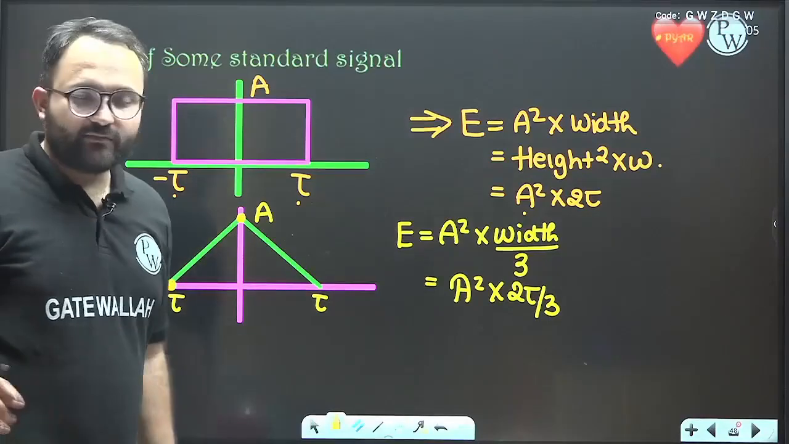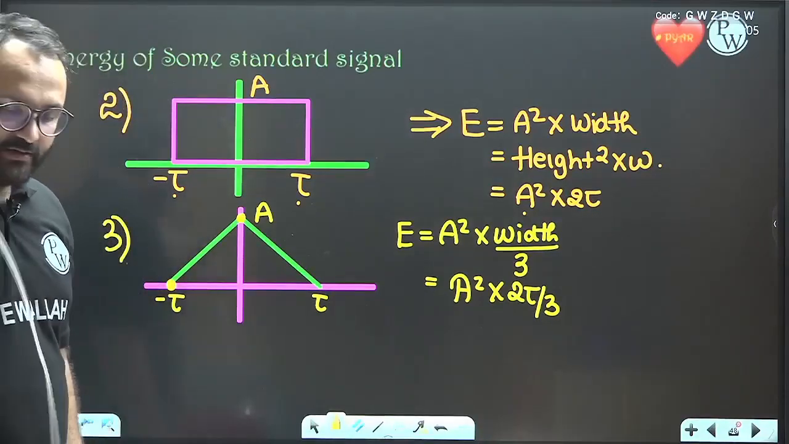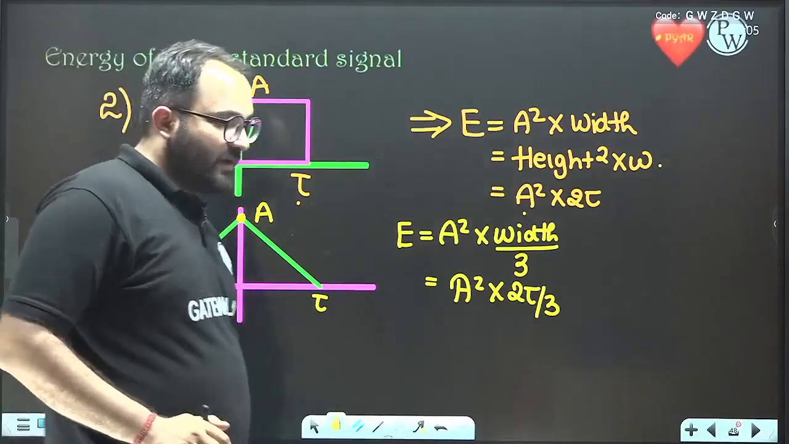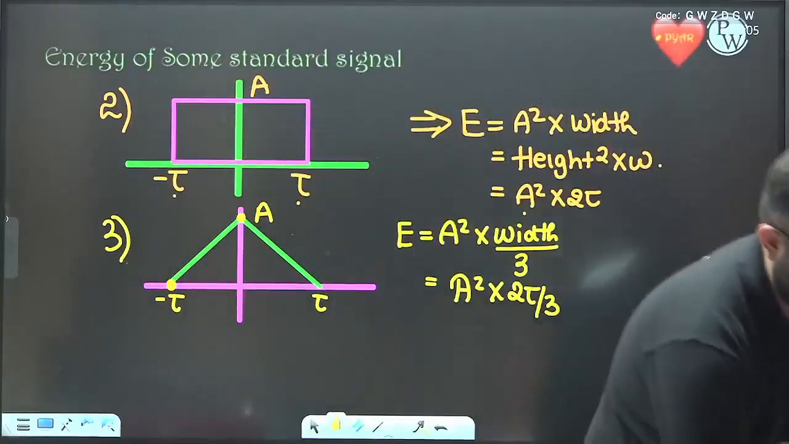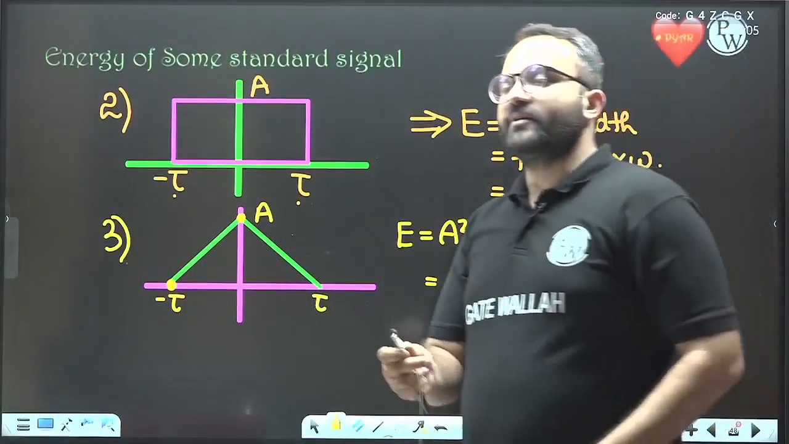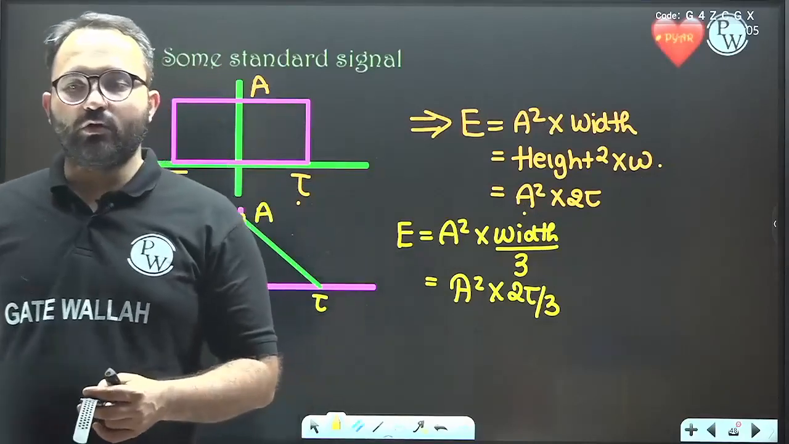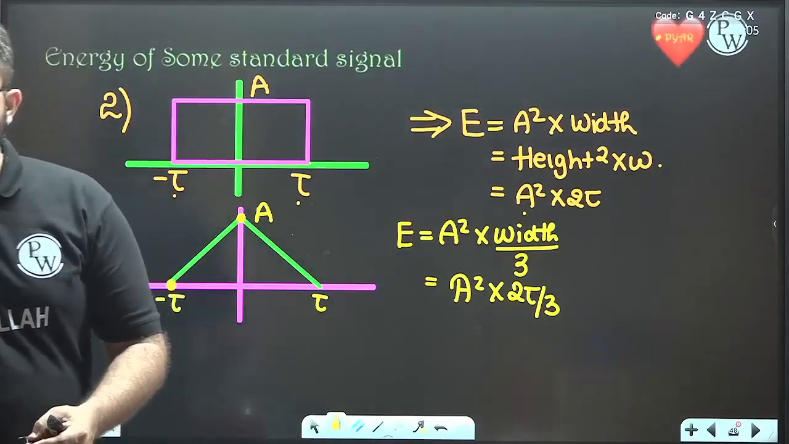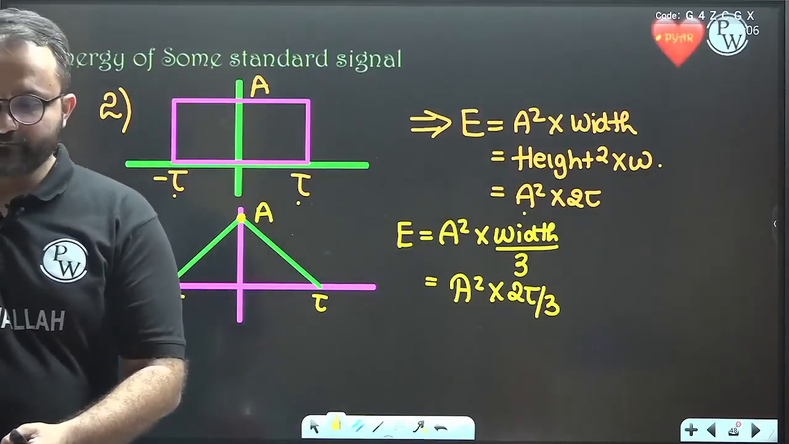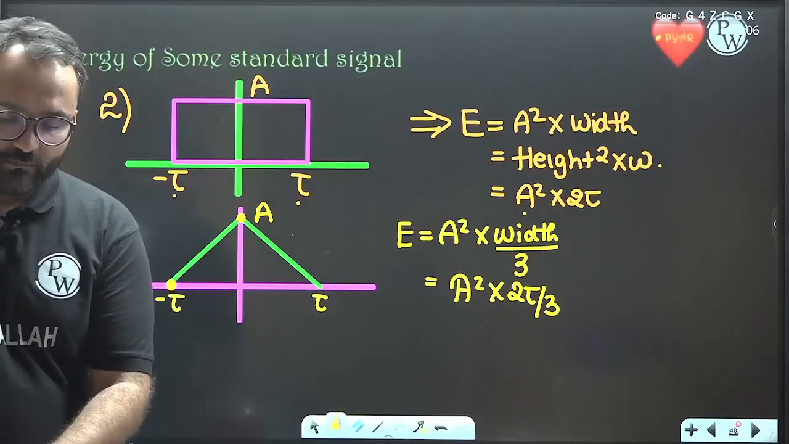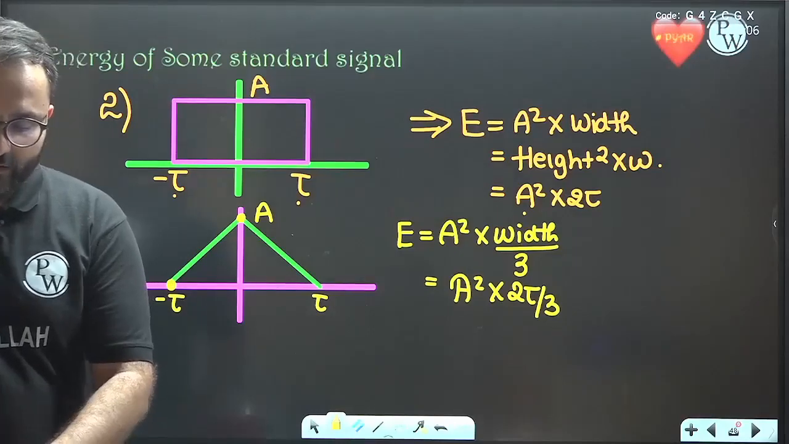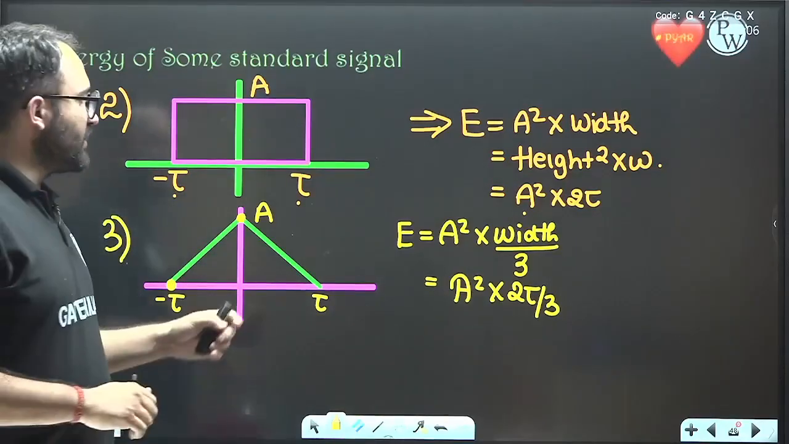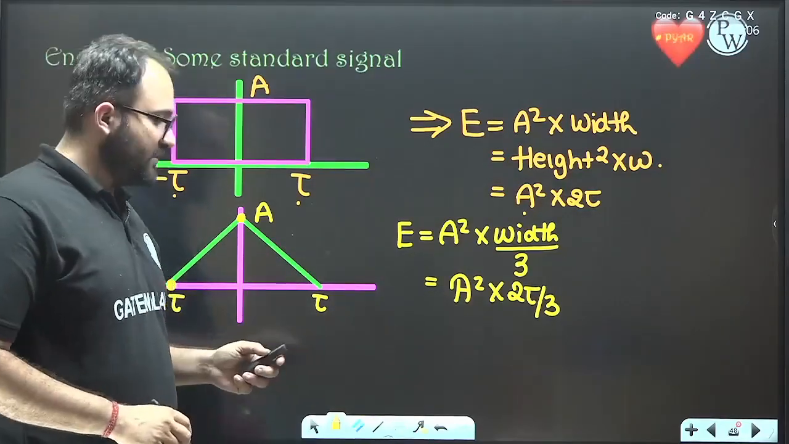Great. Let's move on to the next point. So these are the three basic signals whose energy you should always remember. The most important is the triangular one. You should always remember the triangular signal energy, because many times it is very difficult to calculate it mathematically.